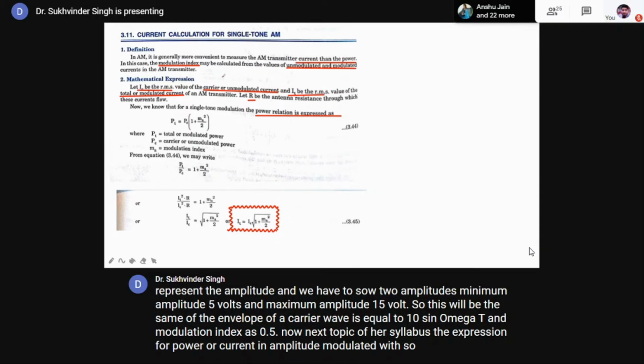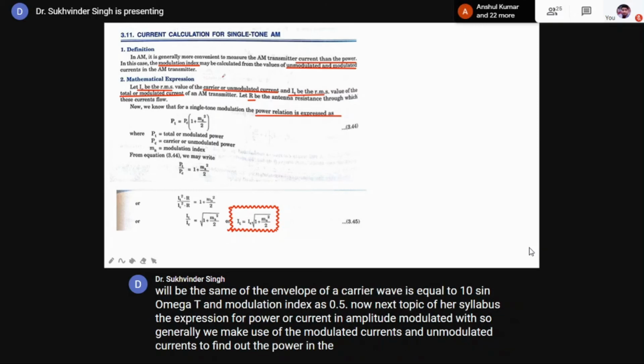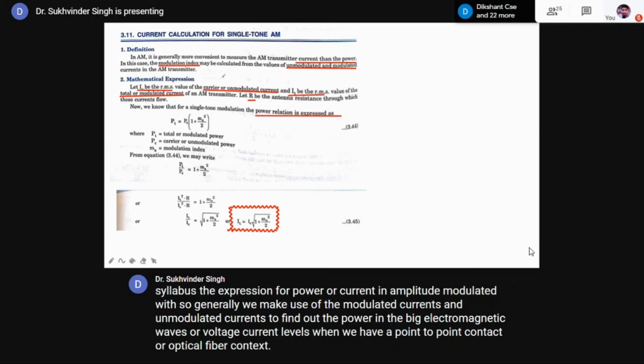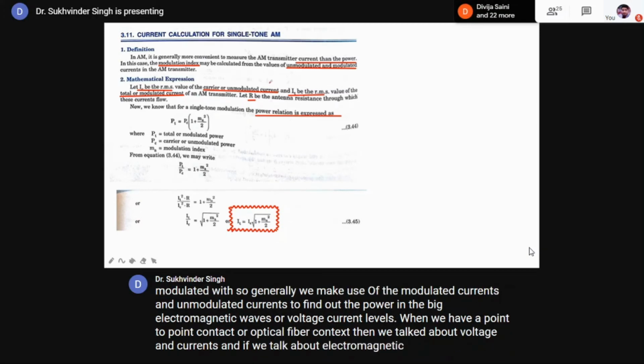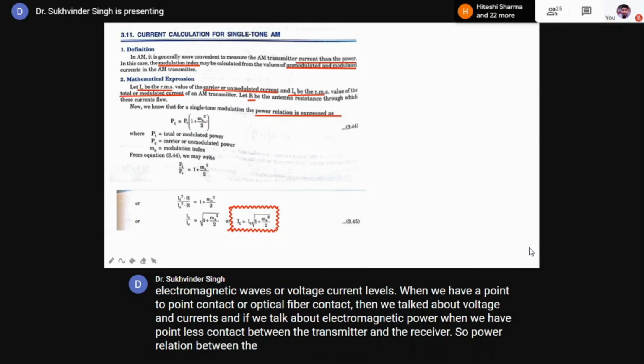So generally we make use of the modulated currents and unmodulated currents to find out the power in the electromagnetic waves, or voltage and current levels when we have a point-to-point contact or optical fiber contact. Then we talked about voltage and currents, and we talk about electromagnetic power when we have point-to-point contact between the transmitter and the receiver. So the power relation between the total power and the carrier is given by 3.44.